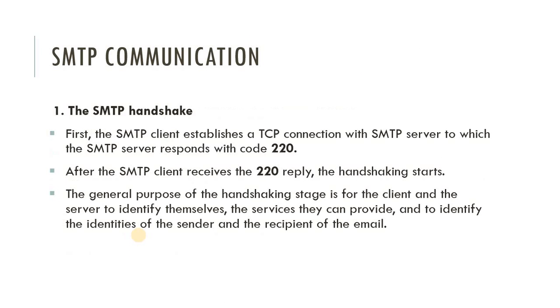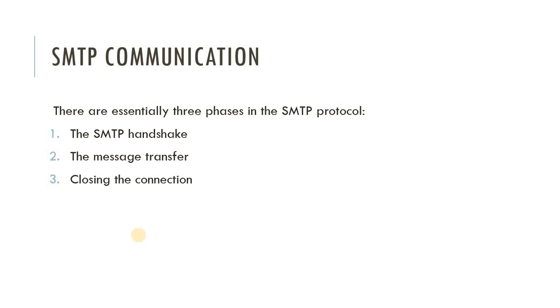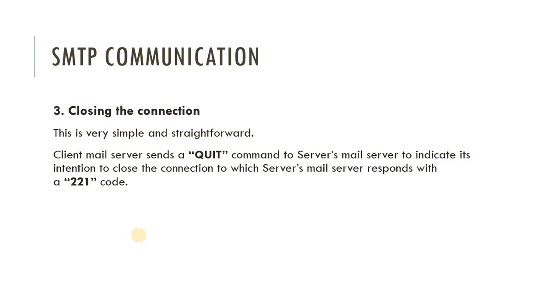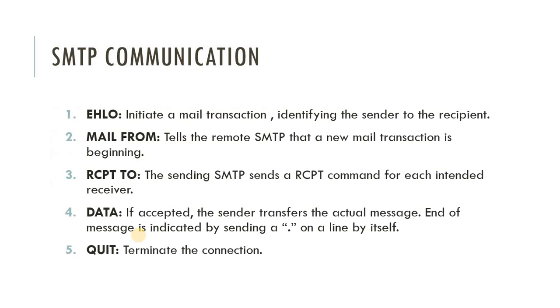So the third phase is closing the connection. This is very simple and straightforward. The client mail server sends a QUIT command to the server's mail server to indicate its intention to close the connection, to which the server's mail server responds with the 221 code. So let's understand it with the figure.